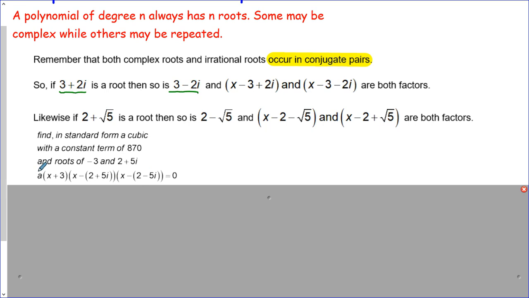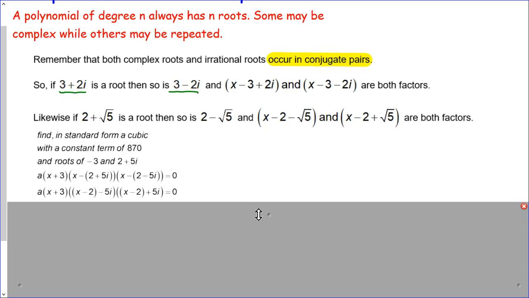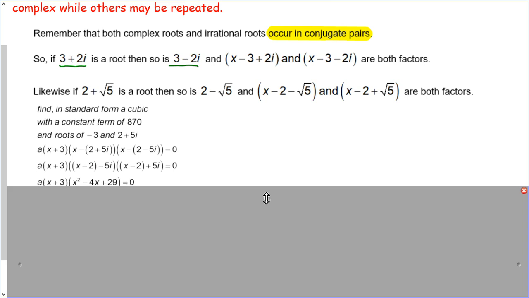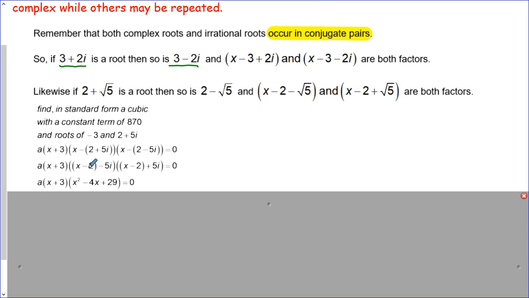And I've got an a at the front here because any cubic with these roots can be written in this form, but the a can in fact have any value. All right, and we'll still get those roots. Now what we do is a clever little trick. We just reshuffle and rejig these brackets here, and you'll notice that inside now we've got a difference of squares. All right, and so this is just (x minus 2) all squared minus 25i squared. Now remember, minus 25i squared is actually plus 25, right? And so that's what that comes to.